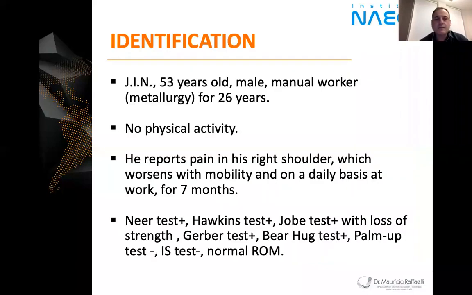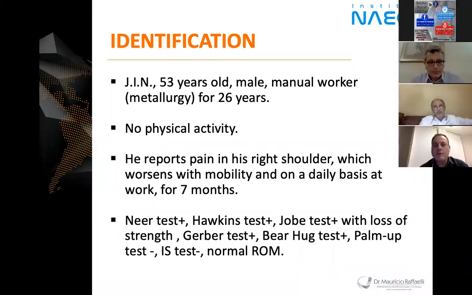The next case is a patient 53 years old, a male manual worker for 26 years. He reports pain in his right shoulder for 7 months. It's becoming worse and worse every day, with the worst pain with mobility and in daily work. This patient has tested positive for supraspinatus and subscapularis tendons. Neer positive, Hawkins positive, Jobe test positive with loss of strength when you compare to the other shoulder.